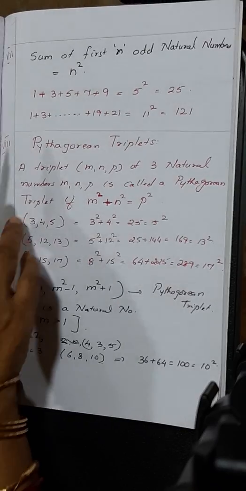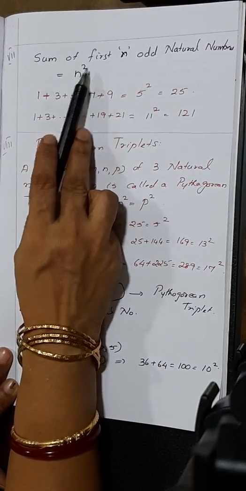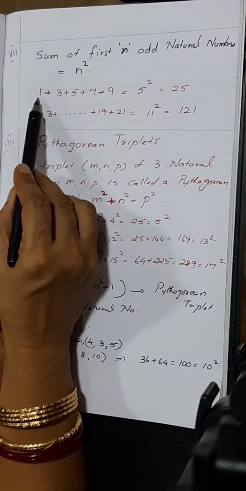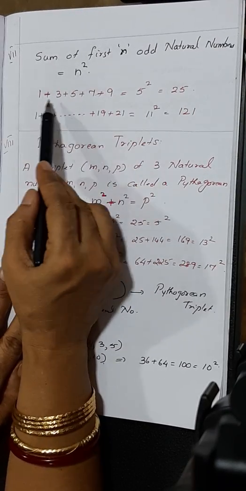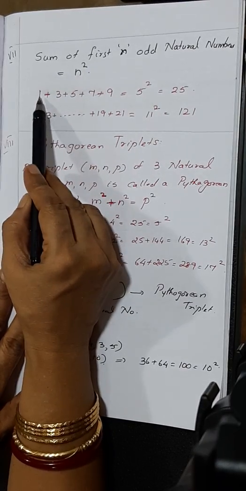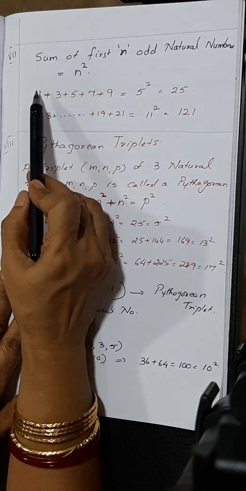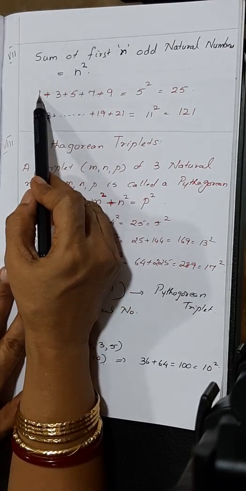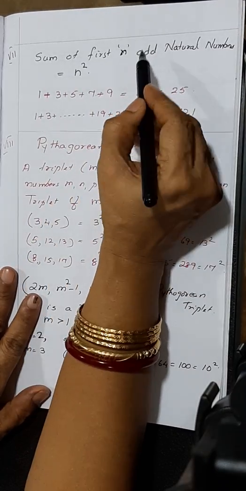The next property is: the sum of the first n odd natural numbers is equal to n squared. So here you don't have to do the addition. Without that, you can easily use this property to find the sum of the first odd natural numbers. See, what does this mean? It is from the first n odd natural numbers, so it starts from 1.